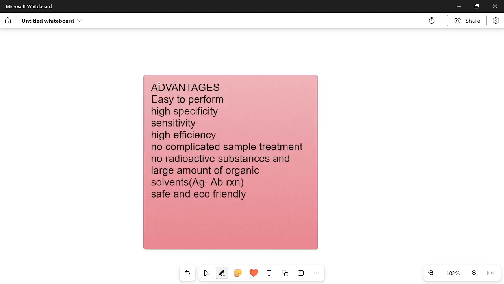Now let us look into the advantages. The first one is easy to perform with a simple procedure. The second one is high specificity and sensitivity, and then high efficiency. Then, no complicated sample treatment. That means simultaneous analysis can be performed without complicated sample pre-treatment. It does not involve any radioactive substances or any large amount of organic solvents. It is just antigen-antibody reactions. And it is generally safe and eco-friendly.